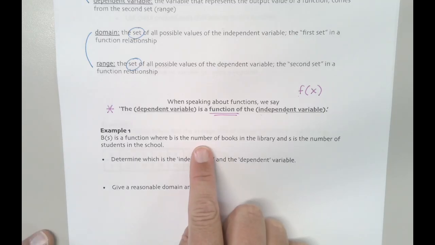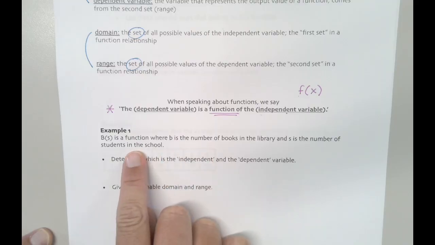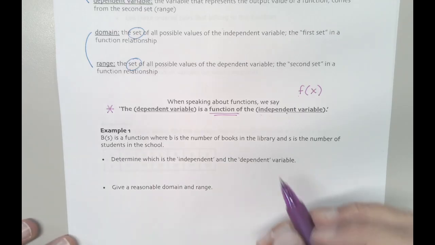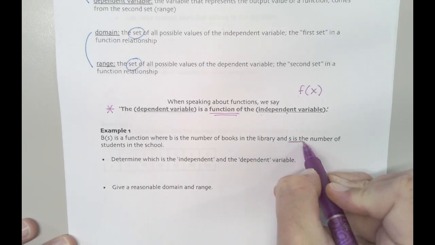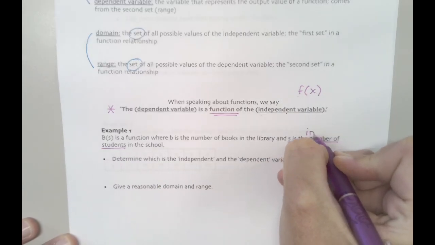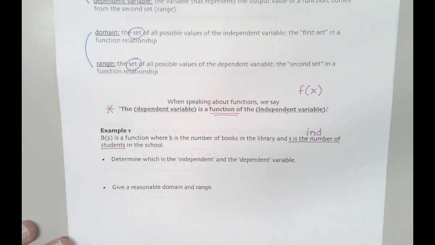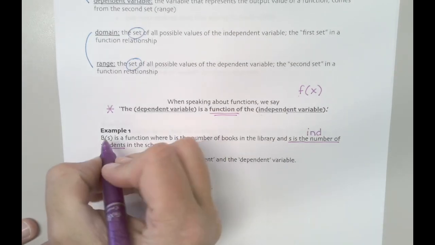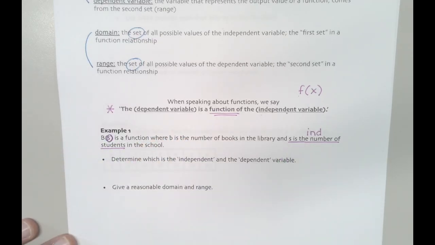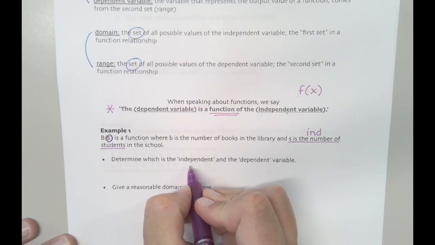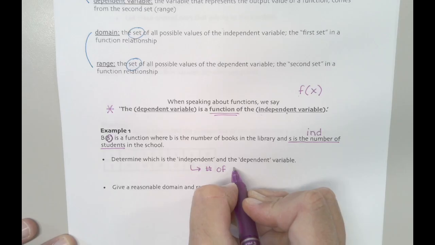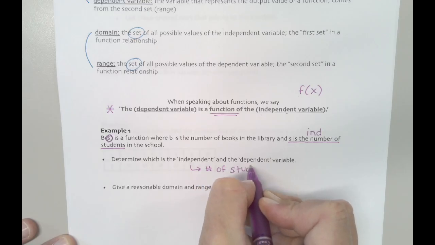If I suddenly buy a bunch of new books for the library, does that automatically mean that more students are going to come to the school? Not really, okay? So this here, the S, the number of students in the school, that is my independent variable because that is the thing that we can sort of control. Also, the fact that in this function notation, the S is inside the parentheses tells me that that's independent. So the independent variable would be the number of students in the school.